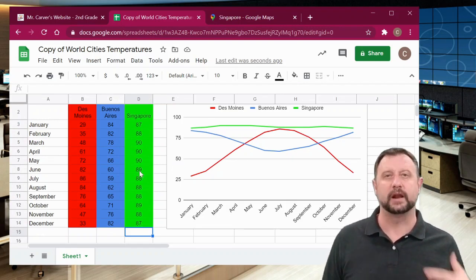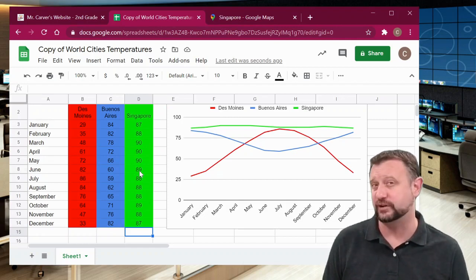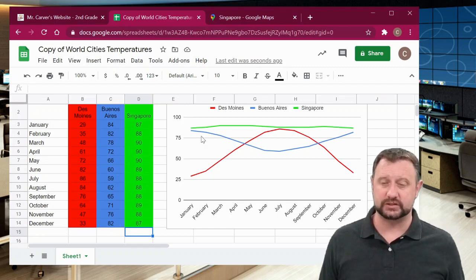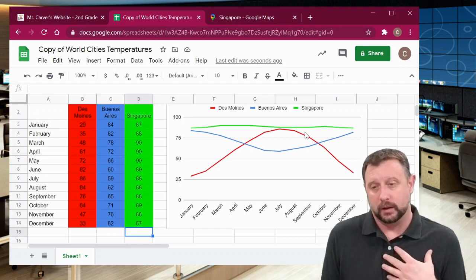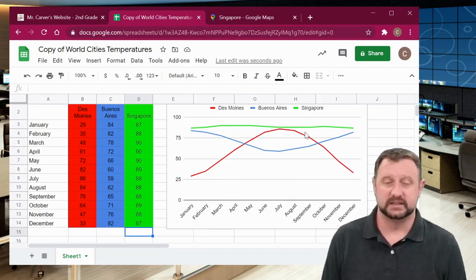Singapore, which sits near the equator along some oceans, doesn't really have a summer and it doesn't really have a winter or a fall or a spring. It is pretty much the same temperature all year long. 87 is their coldest and 90 is their hottest. That's an average day. They are kind of the same, and their line looks pretty straight. So they're always warmer than Des Moines. They're always warmer than Buenos Aires is, but they don't have any sort of seasons. It's just always summer in Singapore.